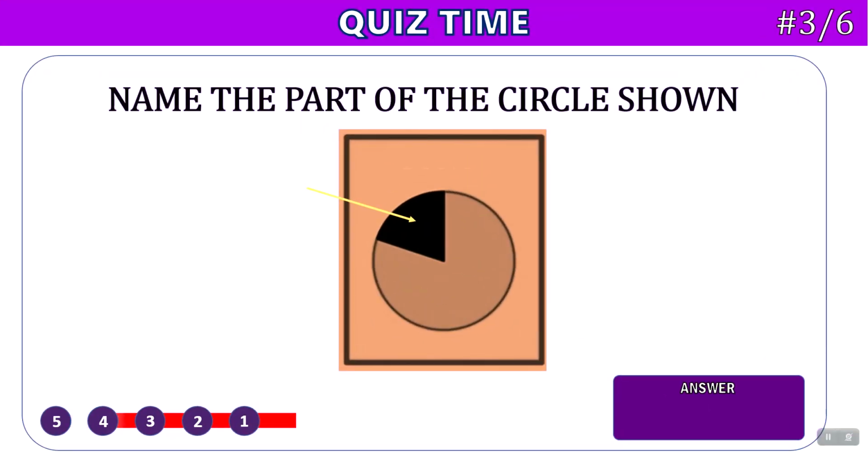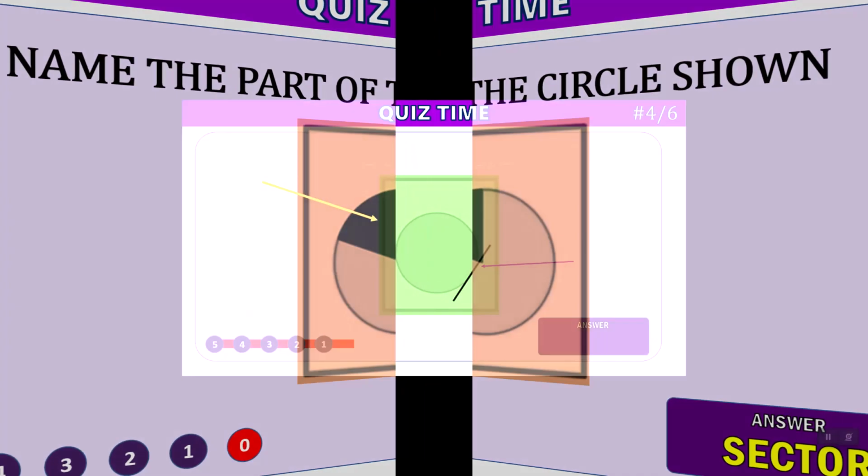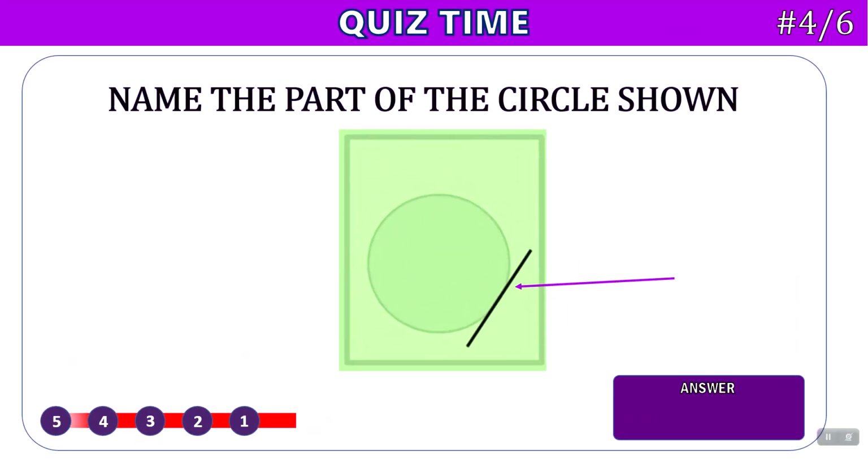Name the part of the circle shown. Time's up. This is a region that is inside of an arc and 2 radii, and this is called a sector. Question 4. Name the part of the circle shown. Time's up. We can see that it is outside of the circle and it touches the circle at one point. We learned that this is called a tangent.